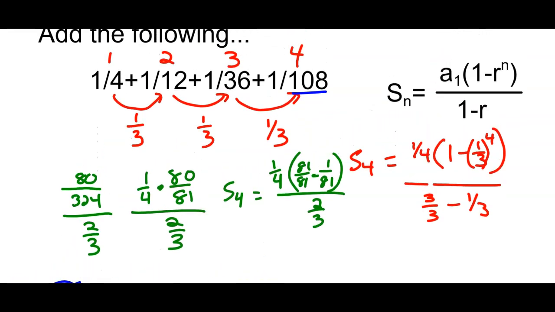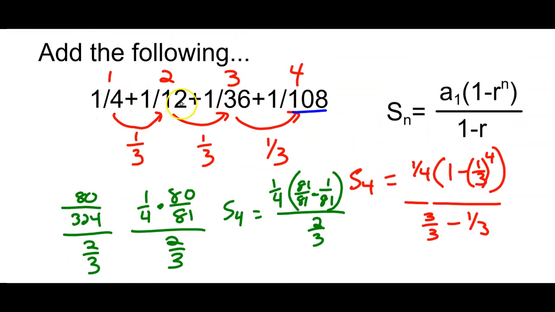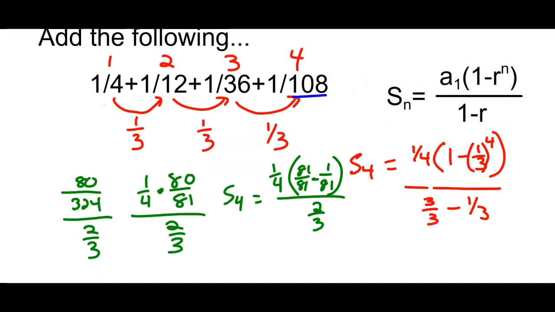You could also have added 1/4 plus 1/12 plus 1/36 plus 1/108 by finding a common denominator. But it's kind of a pain to find a common denominator there. And if I made it more numbers than just 4, it would be even harder to find a common denominator and even harder to add them. So this equation right here becomes more useful as you get more and more numbers we're adding up.